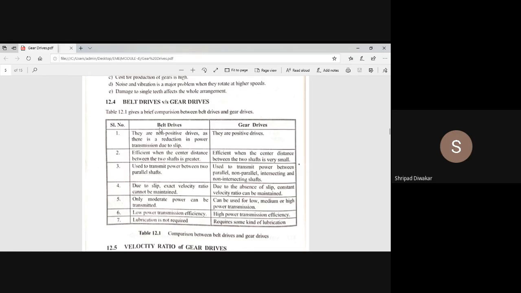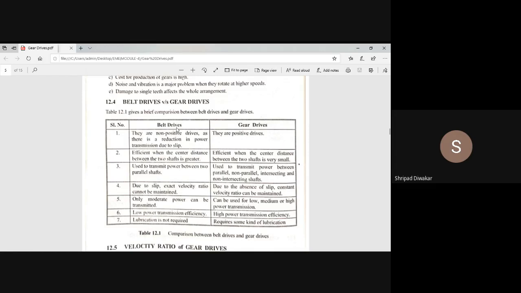Next, belt drives are used only for power transmission between two parallel shafts. It is not possible to use them for non-intersecting and non-parallel shafts. On the other hand, gear drives are widely used for parallel, non-parallel, intersecting, and non-intersecting shafts. For all kinds of power transmission, whatever kind of shaft it is, gear drives are used. Hence, they are more reliable.